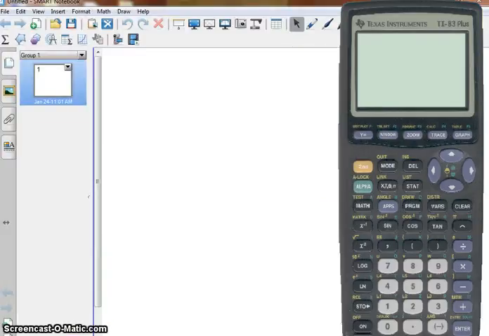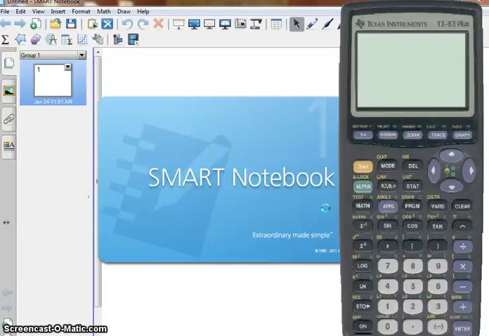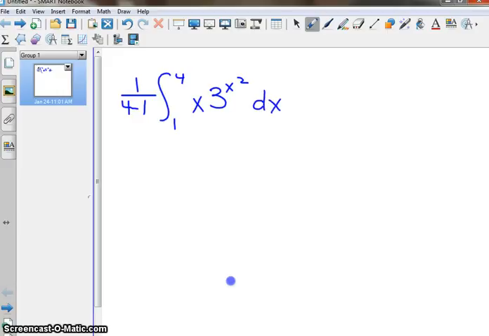Find the average value of x 3 to the x squared over the interval from 1 to 4. So to do that, you would want to do 1 over b minus a, so that's 1 over 4 minus 1, integral from 1 to 4 of x 3 to the x squared dx. u will equal x squared, du equals 2x dx, so we divide by the half.